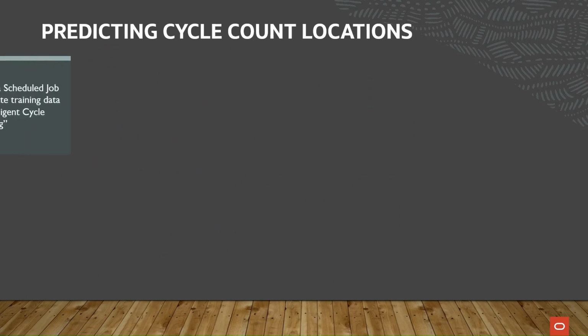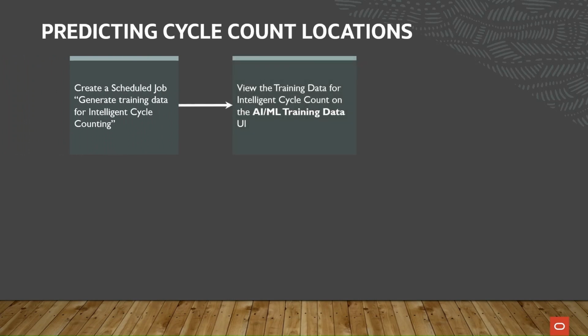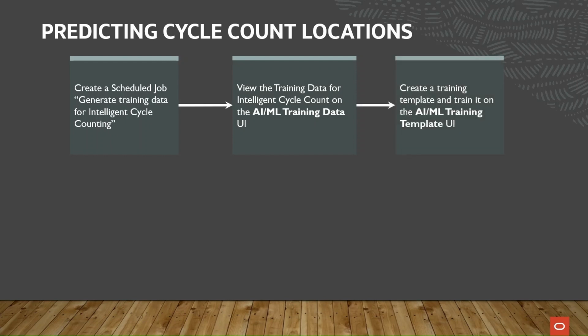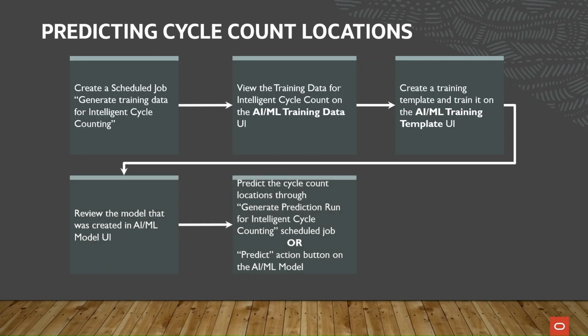Create a scheduled job for generate training data for intelligent cycle counting. Review the generated training data on the AIML training data UI. Create and train a training template on the AIML training template UI. Review the model that was created in the AIML model UI. Make a prediction based on the newest AIML model. Review the results in the prediction run UI. Then you can use these predicted cycle count locations for cycle count task creation.